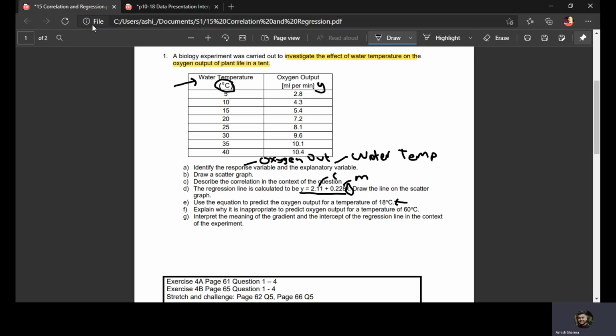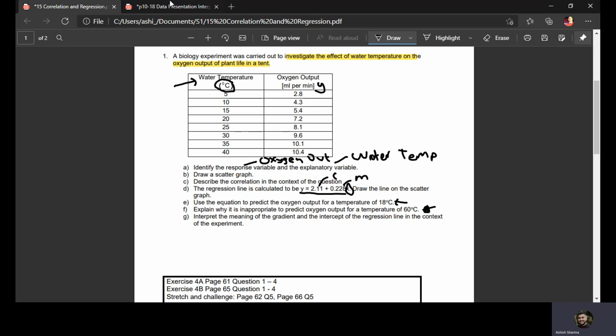So we've done that. Explain why it is inappropriate to predict oxygen output for a temperature of 60 degrees. Now, with these sorts of questions, guys, it's very clear that there's going to be some extrapolation. Extrapolation means we're going outside the range of recorded data. So we've only got up until 40 degrees here. Now, if you think about it, 40 degrees is very, very hot for a human being, let alone plant life. So, at 40 degrees, it's pumping out a lot of oxygen.